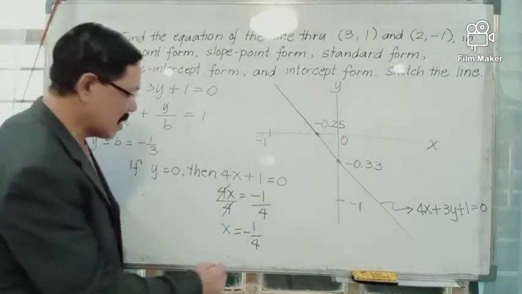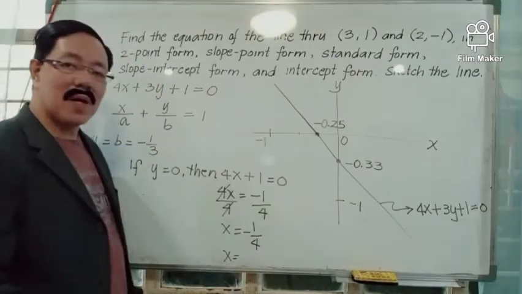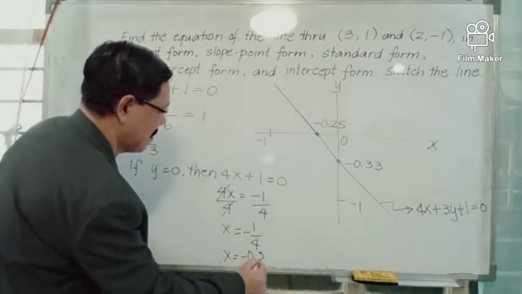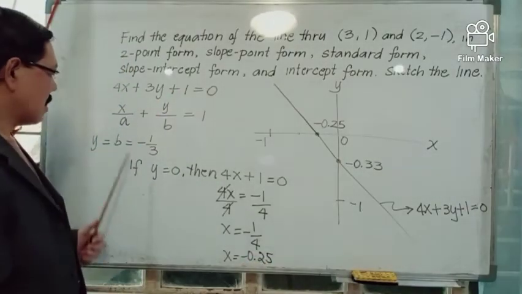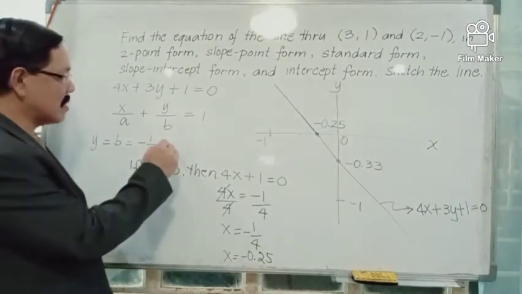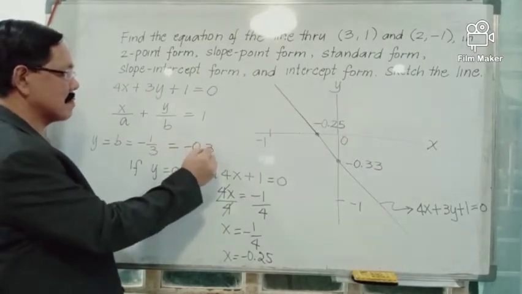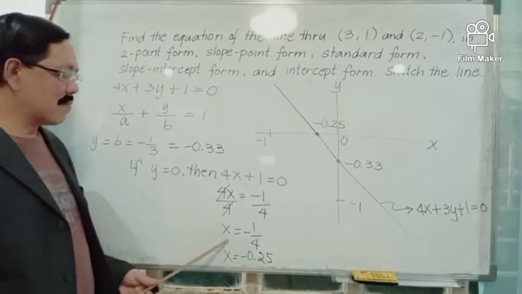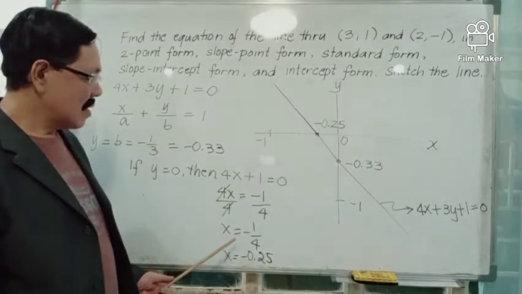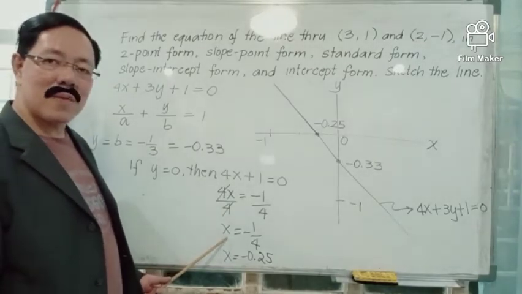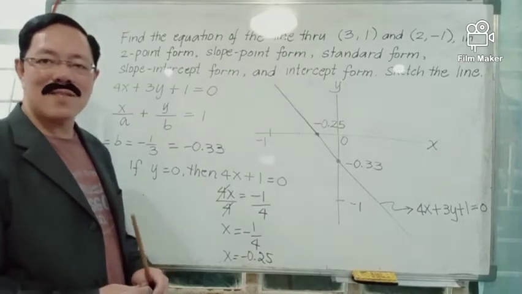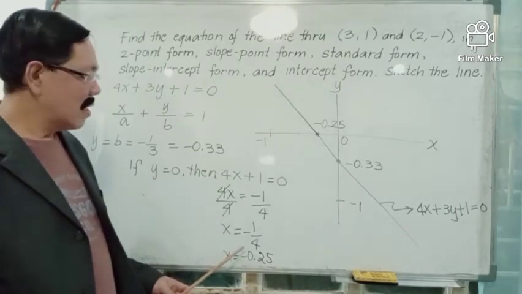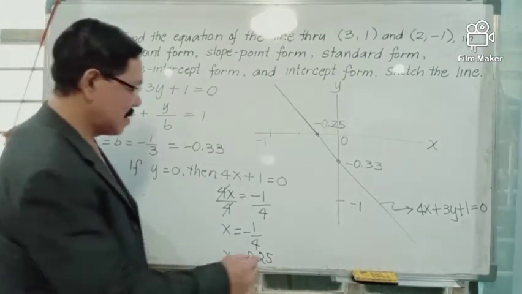That's approximately, negative 1/4 to 2 decimal places is negative 0.25. And negative 1/3 to 2 decimal places is negative 0.33. But we are interested in the value of A. A is the x-intercept. And the x-intercept is a point on the x-axis, or horizontal axis, where y equals 0 and x is negative 1/4. Therefore, negative 1/4 is our A.